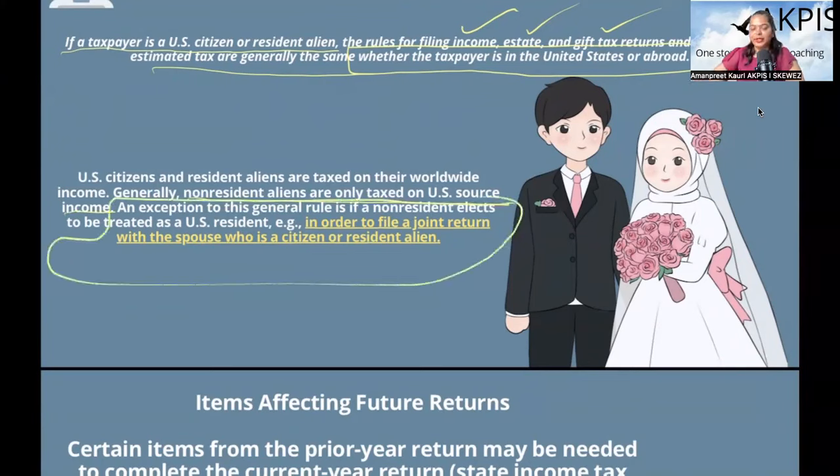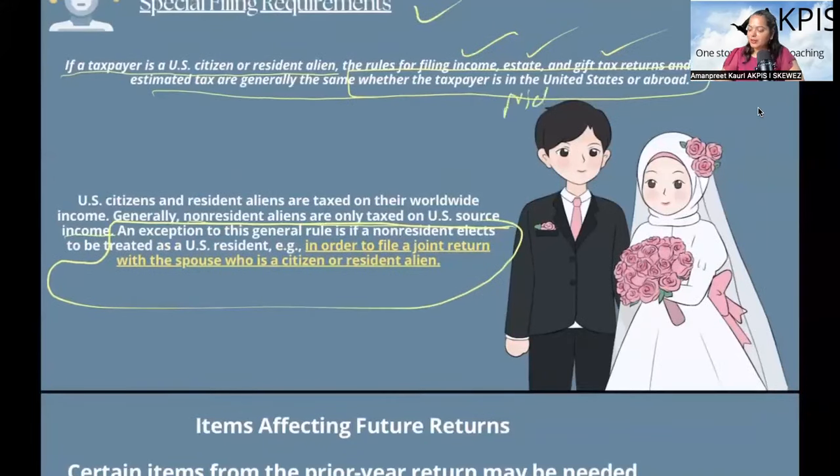An exception is there, right? Let's take an instance. For example, this is Nick Jonas. Let's add an example: this is Priyanka Chopra, right? Now, Priyanka Chopra is in the United States of America, and Nick Jonas is already a US citizen. Let's take an example where she does not satisfy the tests as of now. She is not a green card holder as of now. She is not meeting the substantial presence test.